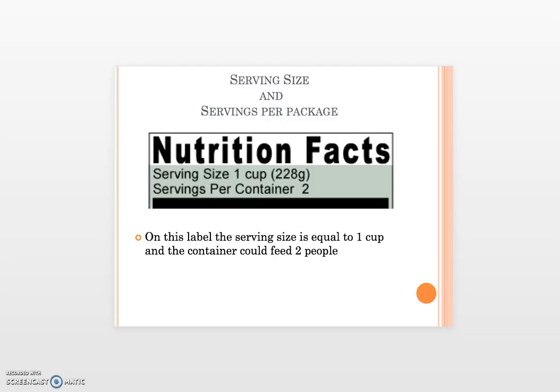Now here is a nutrition facts label that shows you the serving size and the servings per container. And we can see here that the serving size is 1 cup and the servings per container is 2. So that means we can have 1 cup of whatever the product is and 2 people can actually eat from this container.